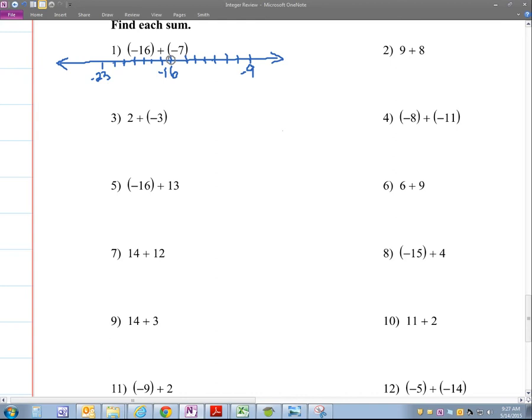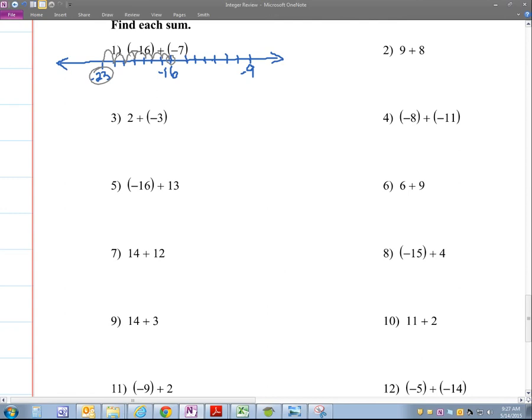So I'm going from 16. Am I going left or right? It's plus a negative number. So is it going to be left or right? Right. So I'm going higher? No. Left. See? Left. 1, 2, 3, 4, 5, 6, 7. So my answer is going to be negative 23.